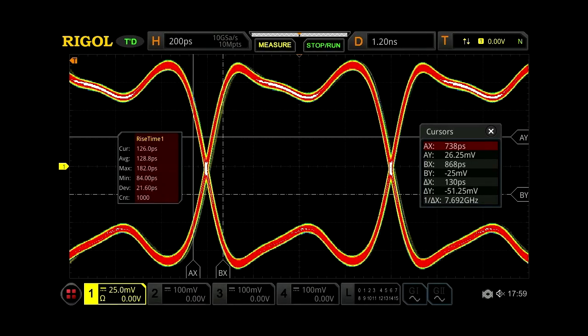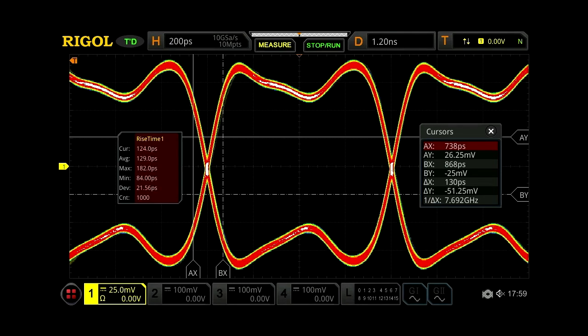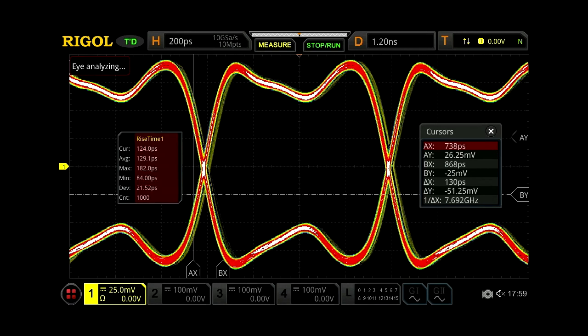One of the critical elements of the eye is the slope of the transitions. This is the rise time of the signal. Here we're looking at a high-speed clock in eye test mode. This signal shows 130 picosecond rise time, demonstrating scope bandwidth in excess of 2 GHz.